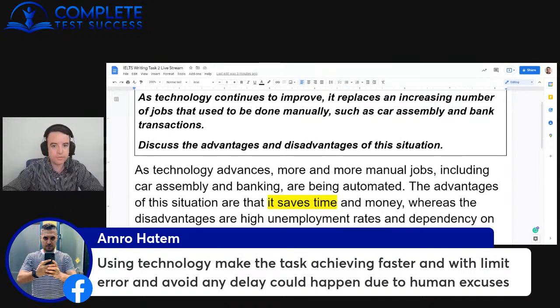It could happen due to human excuses. So you're on the right track with human excuses, but you need to develop that more clearly. Go into that in a bit more detail.